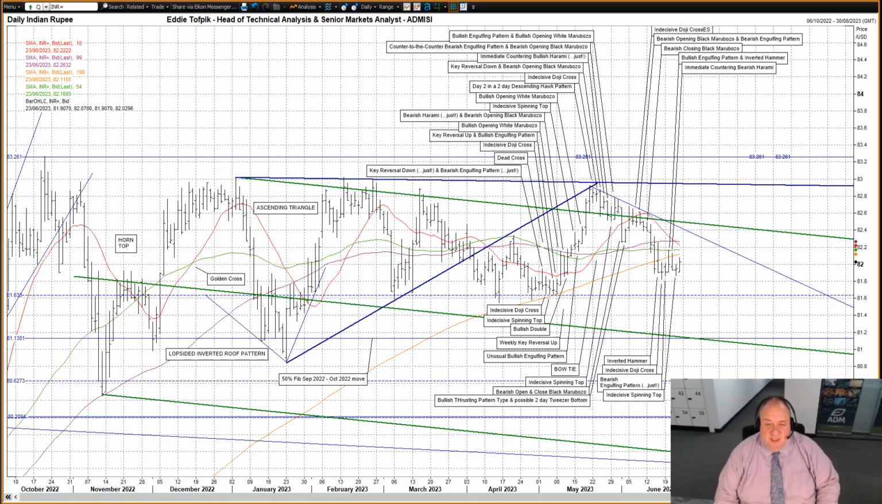In the meantime, we have overhead the rising long moving average, currently 82.12, then the flatlining short medium moving average, currently 82.17, and above that, the slowly dipping medium moving average, currently 82.26.